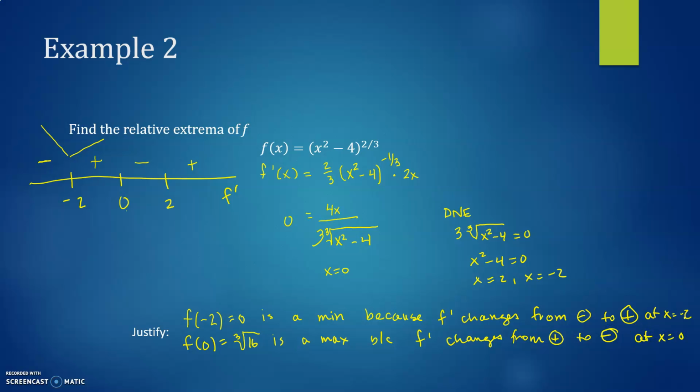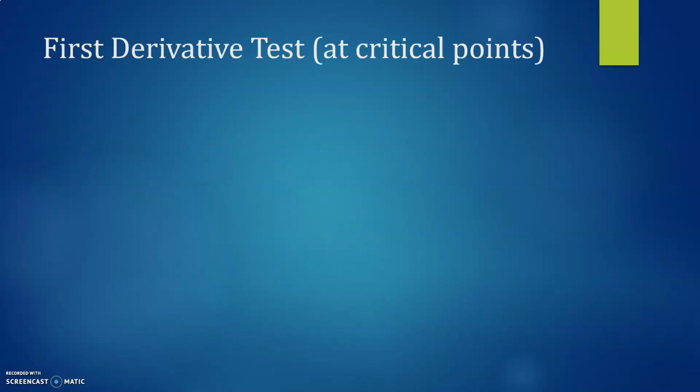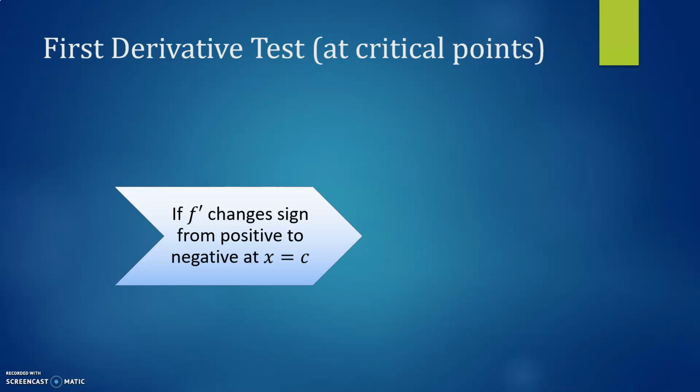I'm not going to write all of them out, but it's the same kind of sentence. x equals 2 would be a minimum, or f of 2 would be a minimum because f prime changes from negative to positive there. This justification of extreme values is kind of a boilerplate sentence. Like you always write it the same way. You always talk about why your function has a minimum. It's because your derivative changes from negative to positive. And so that's what the first derivative test says, if you want the words.